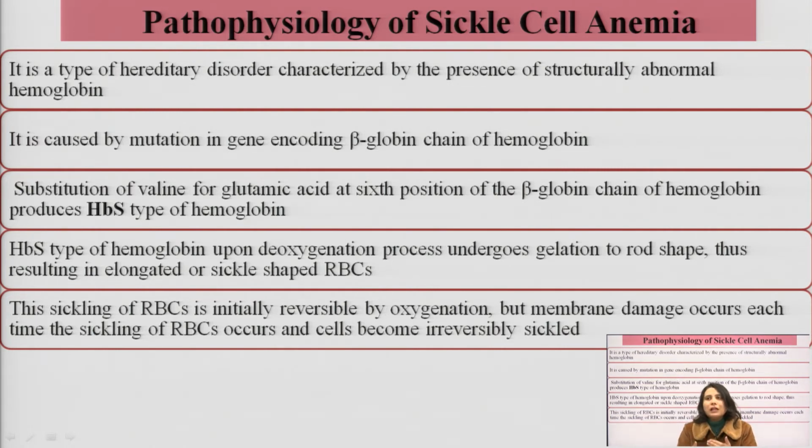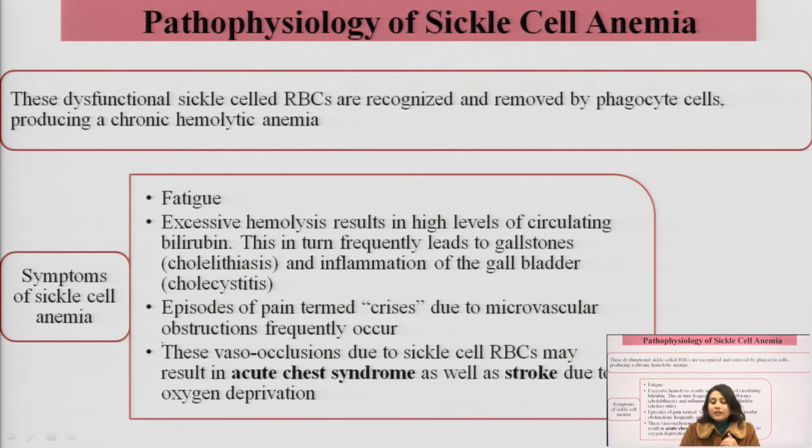So this process keeps on going until there occurs a membrane damage in the RBCs, and this results in the permanent sickle shape of RBCs. These dysfunctional sickle celled RBCs are recognized and removed by the phagocytic cells, the macrophages inside the body, and this results in chronic hemolytic anemia. There is hemolysis. These sickle shaped RBCs are recognized as malformed RBCs, so they are recognized by the macrophages, the phagocytes in our body, and they are destroyed. This results in excessive hemolysis inside the body.